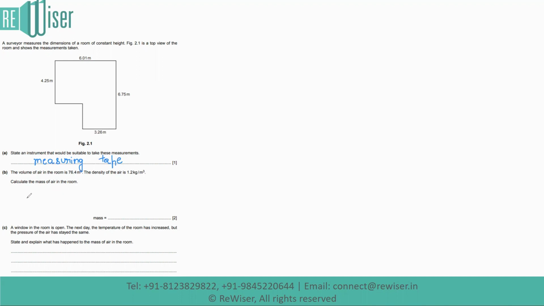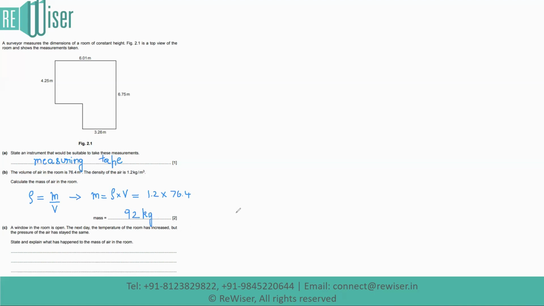Density, volume, and mass have a relationship which is established by density rho is equivalent to mass over volume. The formula can be rewritten in terms of mass as mass is equal to density times volume. Density is substituted as 1.2 in SI units. Volume also in SI units is 76.4. This approximates the answer for mass to be 92 kilogram.